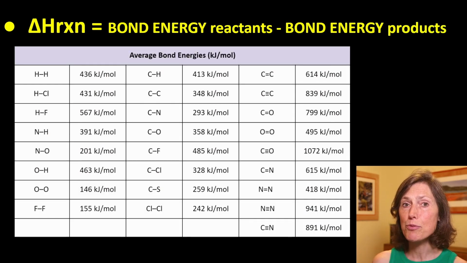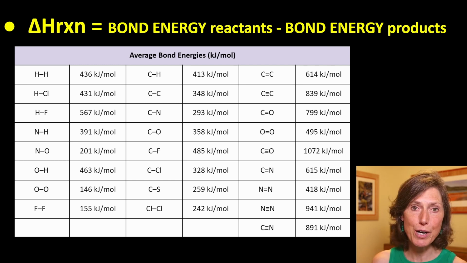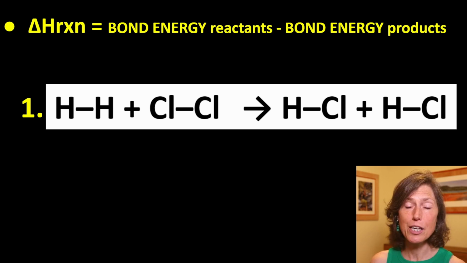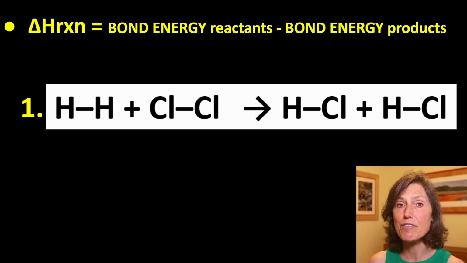The lesson then provides students with a table, and the table shows them average bond energy in kilojoules per mole. I'm now going to show you the 3 key reactions that I chose for my students to analyze by making use of that average bond enthalpy table. The first reaction is very simple.